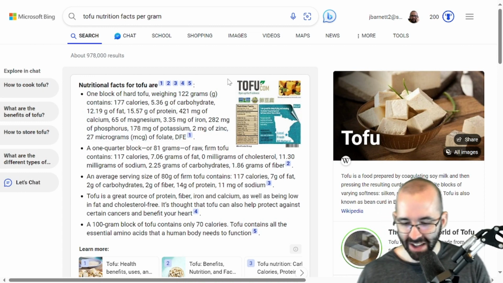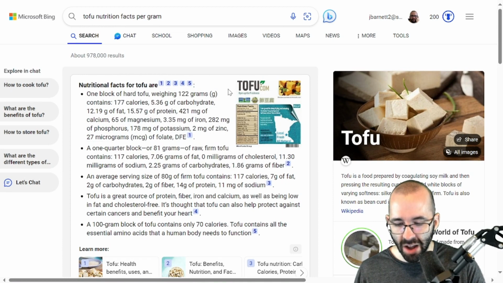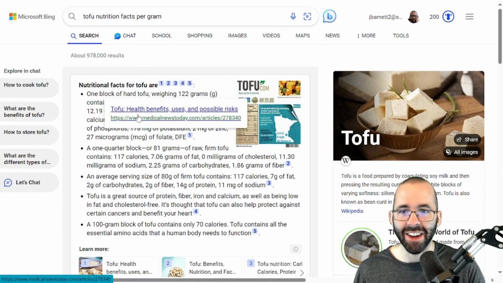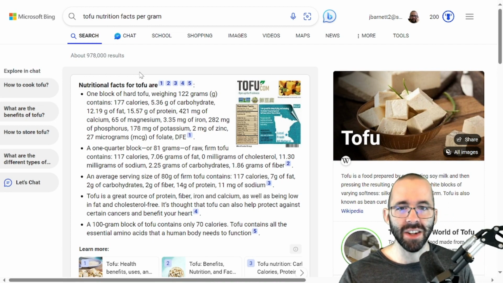Okay, so if it has 100, there's a lot of information here. Let's say we have a 122 gram block of tofu. That's going to have, oh, good, we got a lot of information. So 15, I can't highlight it without it covering it up, but look right here: 15.57 grams of protein for 122 grams.